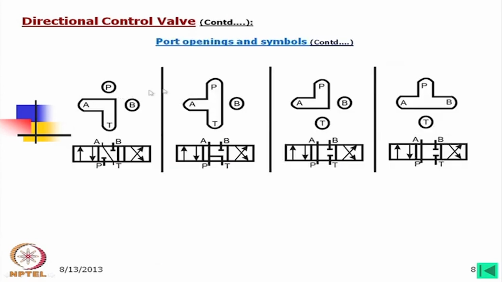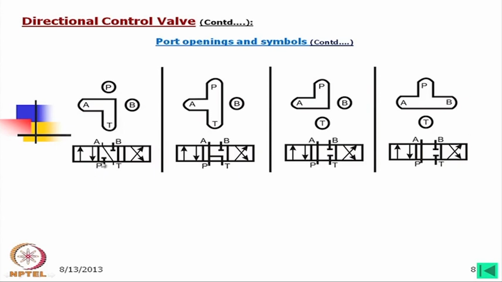Now, I have shown some other symbols here. So, look into this valve, you need to study such symbols on your own and what might be the possible openings, but here it is clearly shown. This means that in this valve's leftmost position, A to T, that is, the A port to T port, is connected at the neutral position.